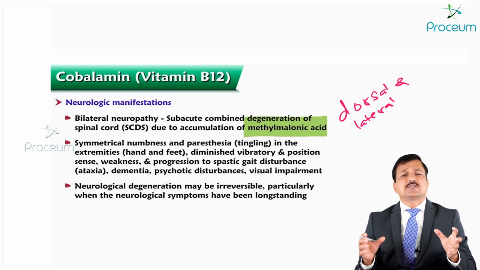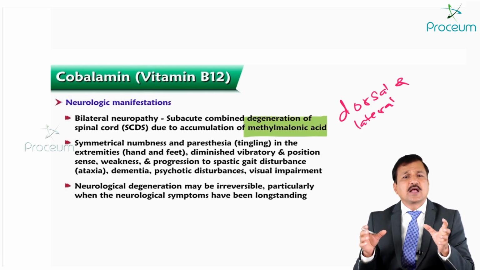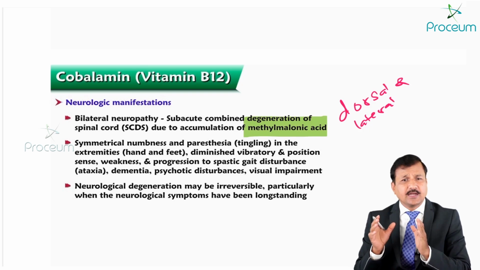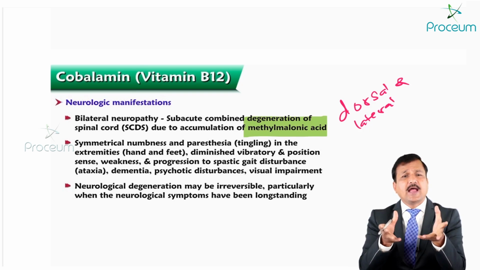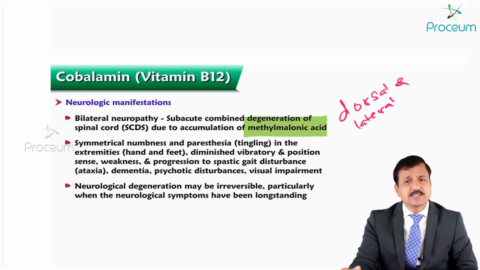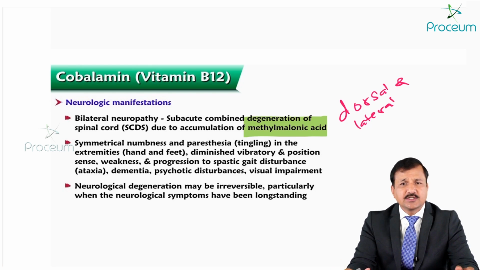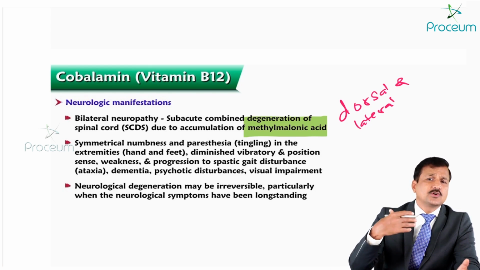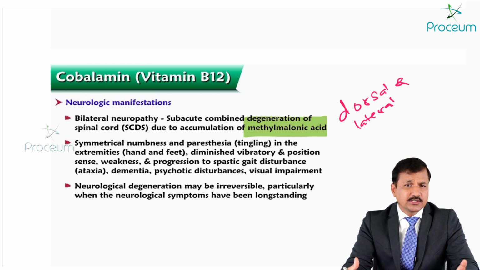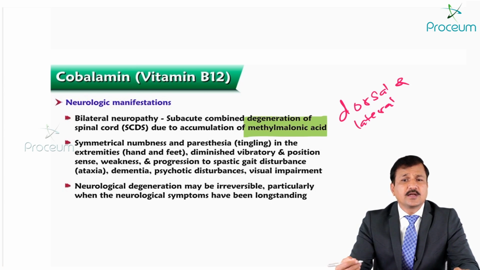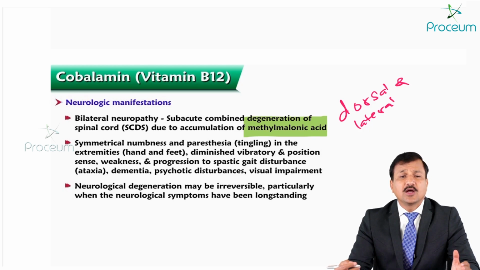So the neurological signs and symptoms include symmetrical numbness and paresthesia, where we say tingling and numbness, pins and needles, that kind of experience, especially in the extremities, in hands and feet, diminished vibratory sense and positional sense, weakness in the muscles, progression to spastic gait, disturbances in the gait which we call ataxia. Patient may show dementia, psychotic disturbances, and even visual impairment. And neuronal degeneration may be irreversible, particularly when the neurological symptoms have been long standing.